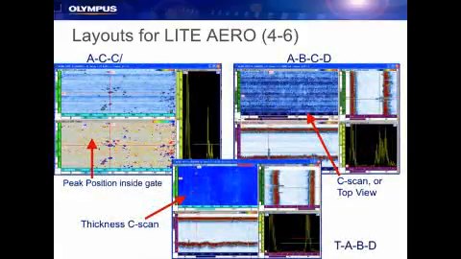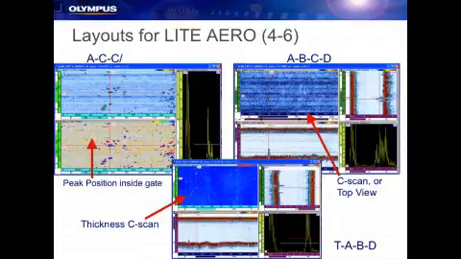So, layouts for Light Aero, the last ones. Again, we have a couple of other combinations. We have a couple of C-scans here. One is amplitude on the top left, and the other one is peak position inside the gate. The one on the right is an ABCD scan, which may also be known as a topside end view, and this is a fairly typical type of inspection. And on the bottom right, we have a thickness C-scan, which is another version of a thickness scan, corrosion map. So those are the 6 scans available as a standard format with Light Aero.